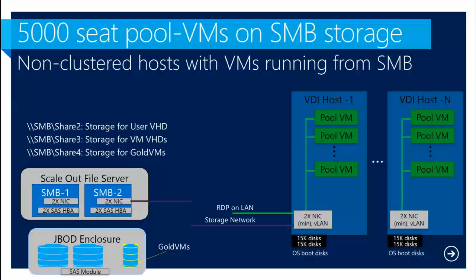So in this deployment, we have 3 shares. User VHDs, like before, are on one of the shares. VMs are in a different share, and potentially there's a storage for gold VMs as the 3rd share. And the centralized storage has got all the spindles you need for this kind of deployment. Imagine you grab all the spindles from all these hypervisors and throw them in a centralized array for supporting centralized storage for this deployment.